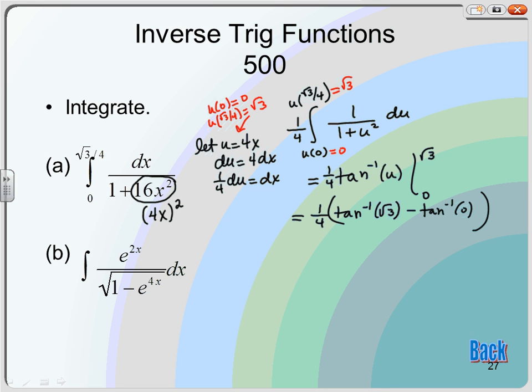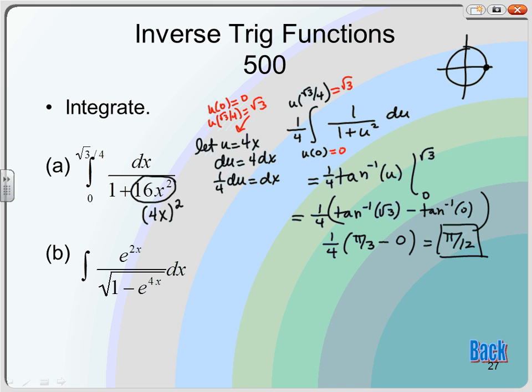Okay, we just found inverse tangent of square root of 3. It was pi over 3. Inverse tangent of 0, that's when sine is equal to 0 and cosine is equal to 1. That's right there. So that's at 0. So it's pi over 12.